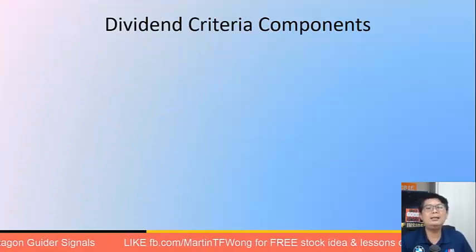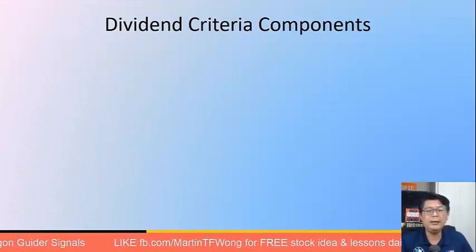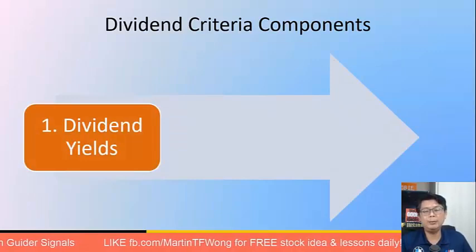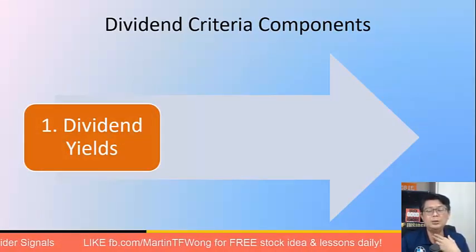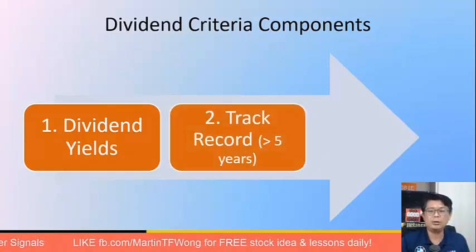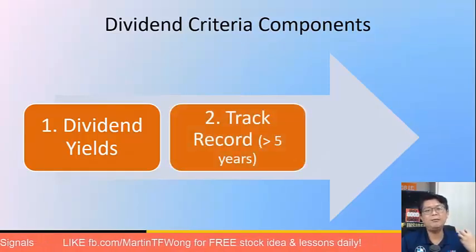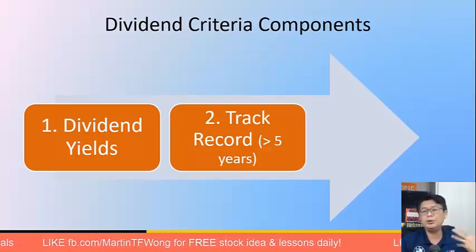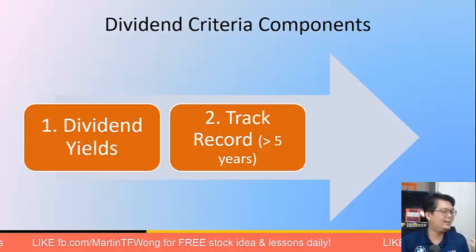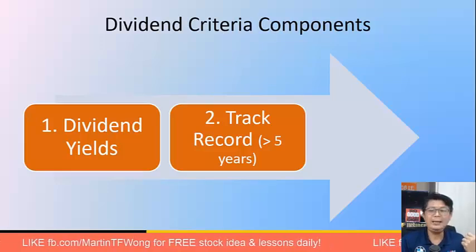All right. Then let's look at the dividend criteria component. First of all, one of the things we must always look at is the dividend yield. Dividend yield is how much it pays out. Second is the track record. We must have at least 5 years of track record that they continue to pay dividend. We can't just choose any company and say that it can pay dividend. So we need that.